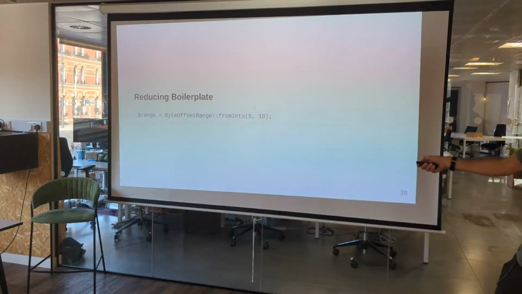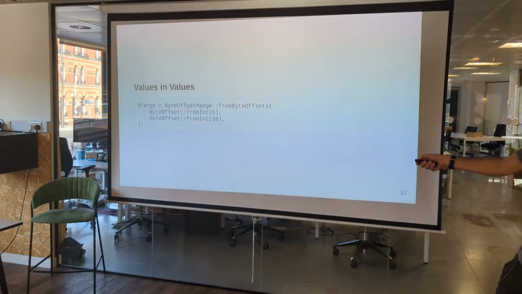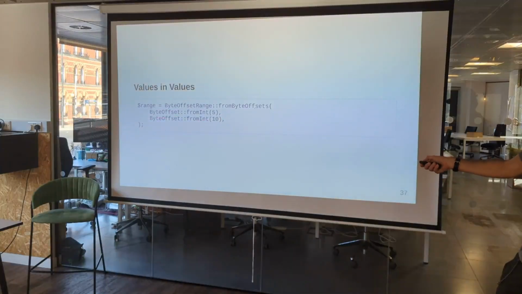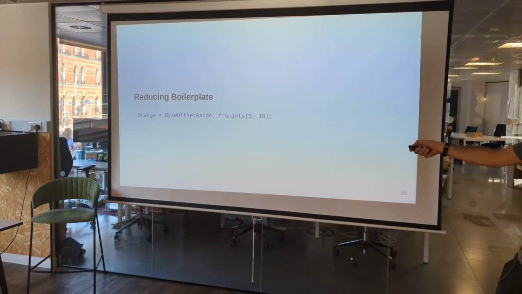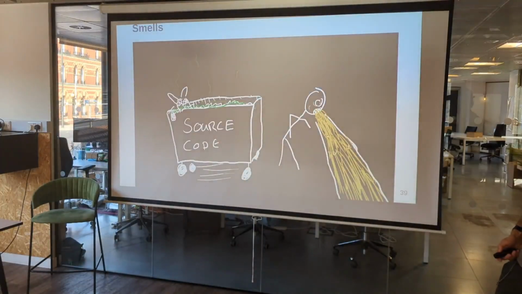And we can also kind of shortcut as well. So instead of saying, yeah, from, and having this boilerplate, which mostly you'll see in tests, right? You can just say from ints. So we say byte offset range from ints. A little thing, but it makes a lot of difference when you're running tests and things like that.